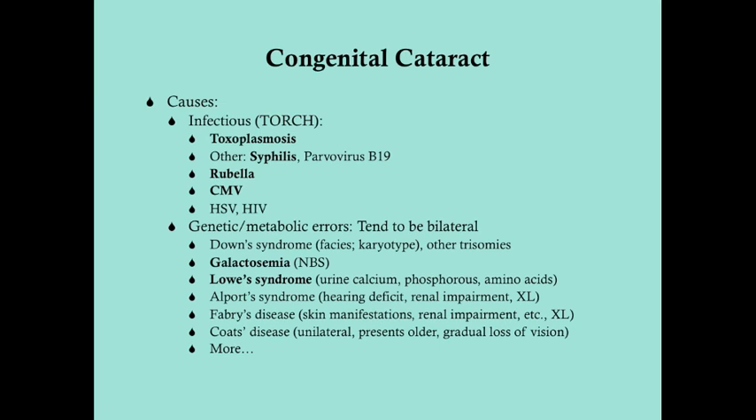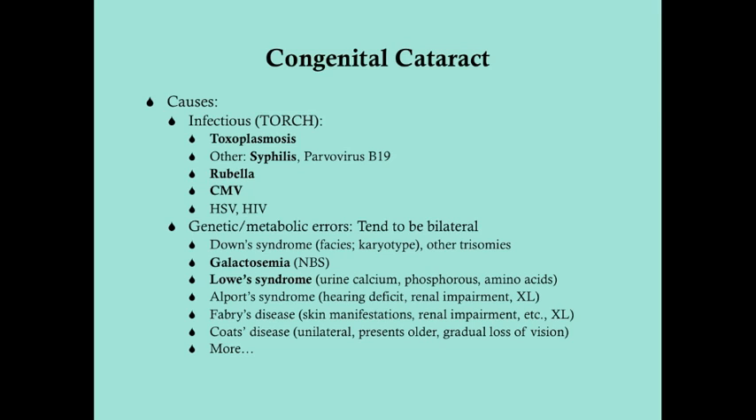Galactosemia is routinely tested for on the heel prick newborn screening examination, so you really don't need to do anything extra to diagnose galactosemia, as we do this for all babies in the US. Lowe's syndrome is what we're looking for when we do that urine calcium, phosphorus, and amino acids. This is rare, but it can be the case.